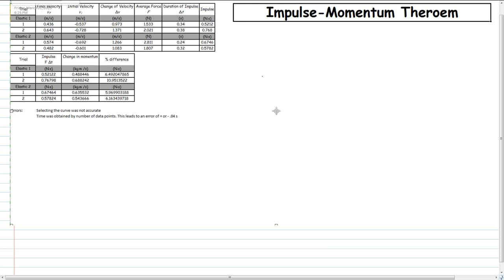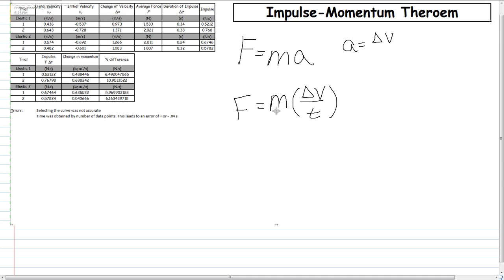So just a quick review. Newton's second law says that the force on an object equals the object's mass times the acceleration. So the acceleration times the mass equals the force that's on the object. Now, in this instance, let's look at this as mass times delta V over T. So this tells me that the force equals the mass times the change in velocity over time. Now, this is just the equation for acceleration, where a equals delta V over T.